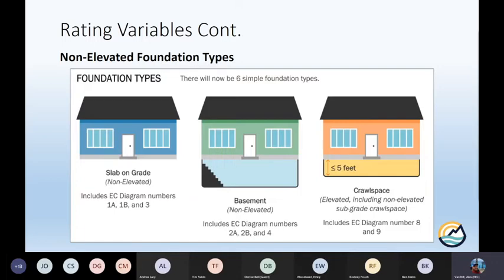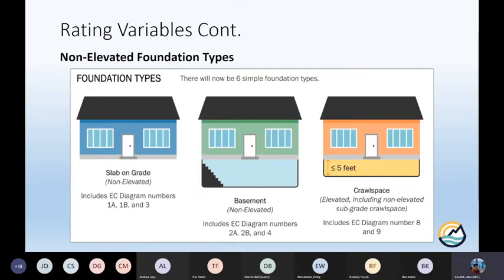So the first 3 I'm showing here, these are our non-elevated foundation types. So the first one's going to be slab on grade. It's basically exactly what it is. It's a slab of concrete built at grade. So for elevation certificates, building diagrams 1A, 1B, and 3, those are all going to be considered slab on grade for insurance purposes.